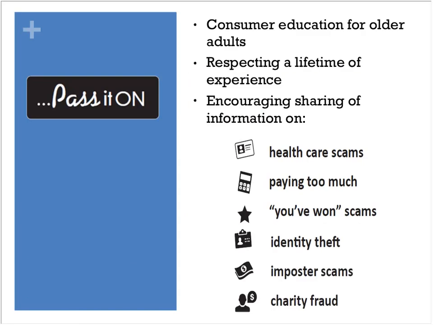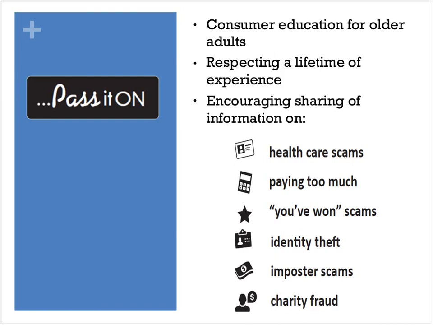So Pass It On reinforces what older people already know about some of the scams in circulation, and it gives them the tools to start the conversation with their friends, families, neighbors, and it asks them to pass on the information about, for example, healthcare scams, paying too much, you've won scams, identity theft, imposter scams, and charity fraud. Now, all this is available for free at ftc.gov/passiton.